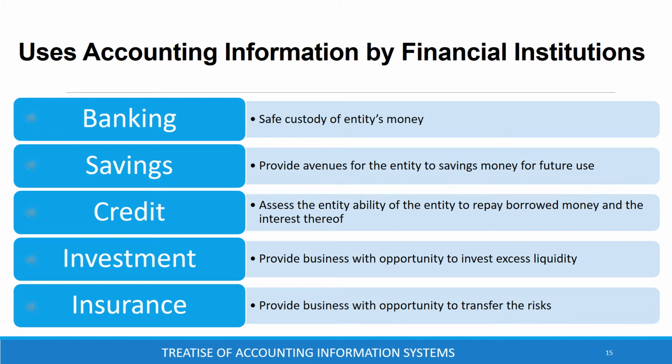Credit institutions use accounting information to assess the ability of an entity to repay borrowed money and the interest thereof. Investment markets provide an entity with opportunity to invest excess liquidity. Lastly, insurance provides an entity with opportunity to transfer the risks.